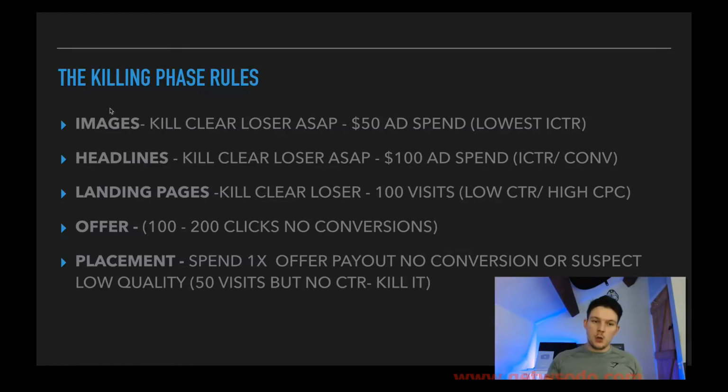So just because one of your images has got the first conversion and one of your landing pages has got the first conversion, that doesn't necessarily mean you should kill everything else and just focus on that, because you need to give it enough time to breathe. But this is just basically if you see anything that looks like it is going to lose money or it just doesn't look right, you want to kill that, and then you want to leave it a little bit longer and kind of watch the data as you get more conversions coming in, and then we can continue to optimize a little bit later on. But that is the killing phase rules for now.